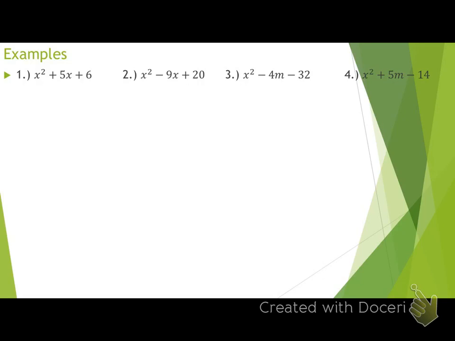Number 1. x squared plus 5x plus 6. What does step 1 tell me to do? Draw the parentheses and fill in variables. Draw my parentheses. I'm going to make that smaller. Fill in my variable. What variable am I dealing with here? x. I put my x's there. Everyone okay with step 1? Wait, you always put them in the first one? Yep, put them in the first spot in your parentheses.